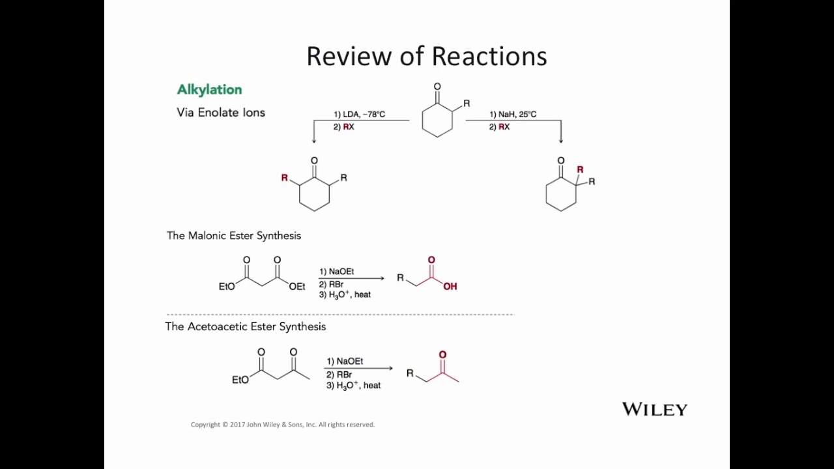We looked at alkylation of ketones, and we talked about how you can form the kinetic versus thermodynamic enolate, and that will then dictate where the R group goes. We looked at the malonic ester synthesis, in which you essentially can add an R group to this carbon and then lose one of the carboxylic acids after the ester is hydrolyzed. And then the acetoacetic ester synthesis, you're adding an R group to that carbon, and again, losing a carboxylic acid.